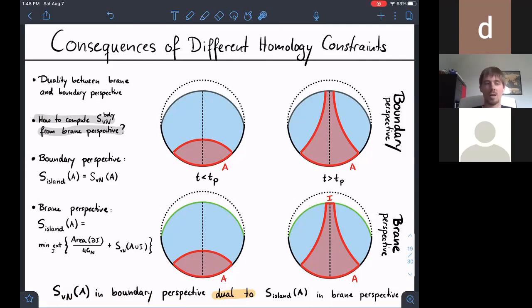Now, I want to make this statement particularly clear, because I think it sounds trivial, but it's not quite trivial, right? The statement here I'm making is that the island entropy doesn't really have any intrinsic meaning in the brane perspective. It's just a thing I can compute when I follow this rule here, but it doesn't mean much. It gets a meaning if I realize, oh, there's a different duality frame, which I call the boundary perspective here, where this agrees with my von Neumann entropy.